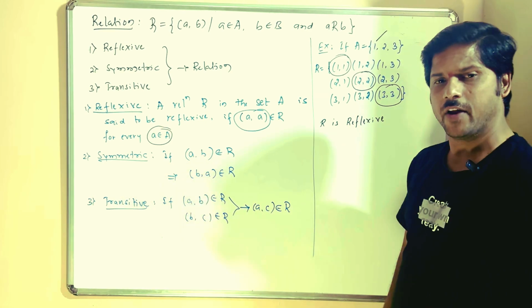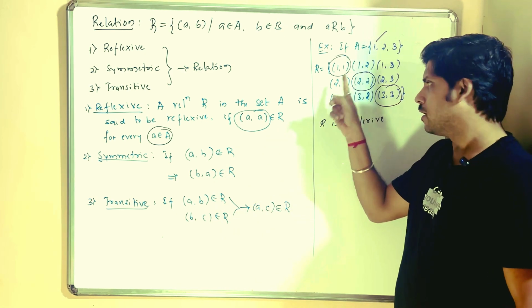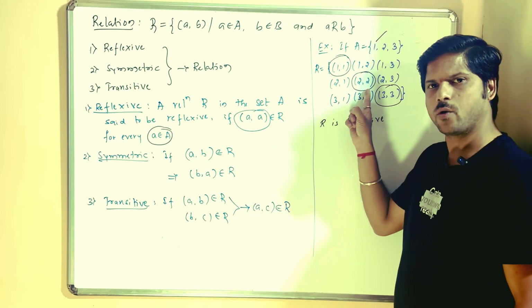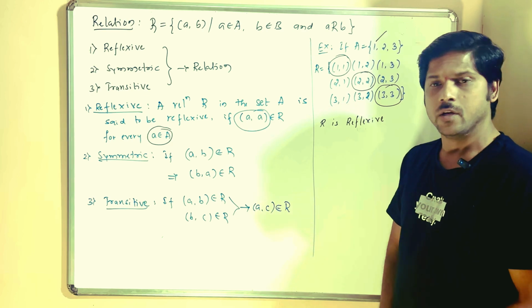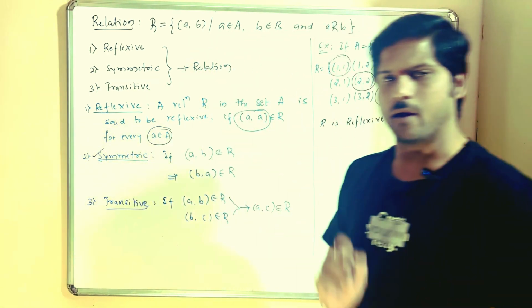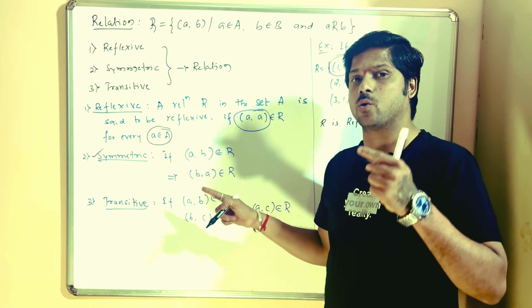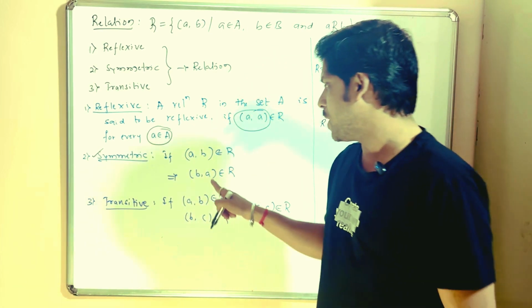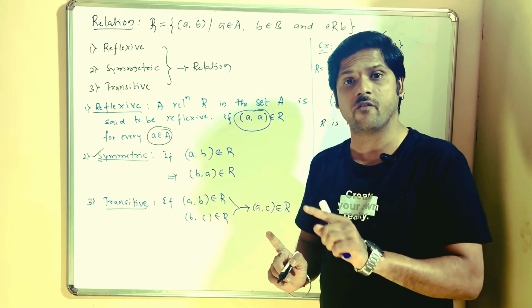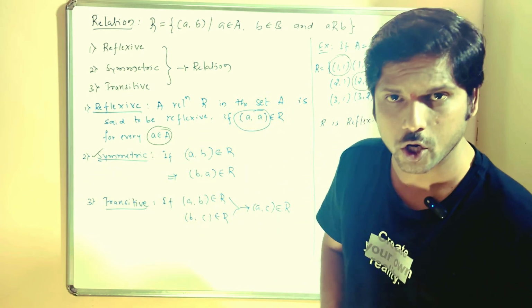Given R is reflexive because here we have 3 elements, here we have 3 images, 1, 1, 2, 2, 3, 3. Similarly for the second one, symmetric. What is symmetric here? If (a, b) belongs to R, then we have to see whether (b, a) is also present or not. We have to check whether the reverse pair exists.